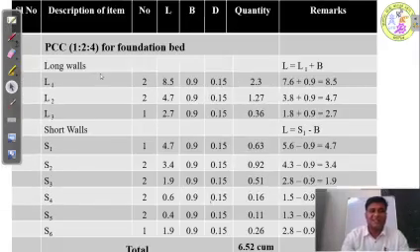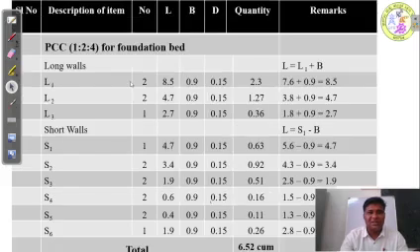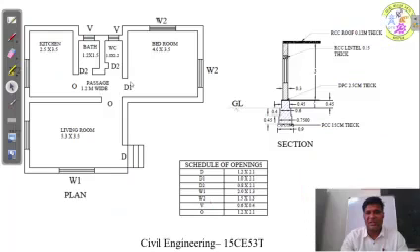So next is SSM. SSM means sandstone masonry. You are going to provide sandstone masonry in three layers, two layers below the ground and one layer above the ground. You can see in this drawing, two layers of SSM are provided below the ground, and one layer is provided above the ground.